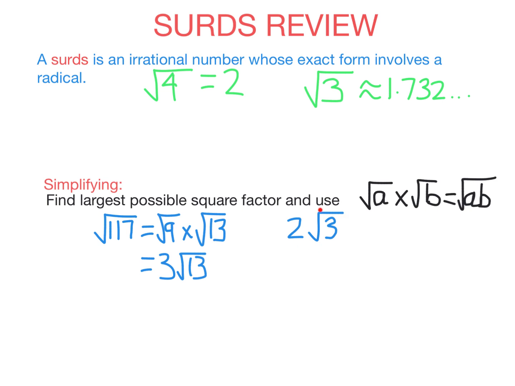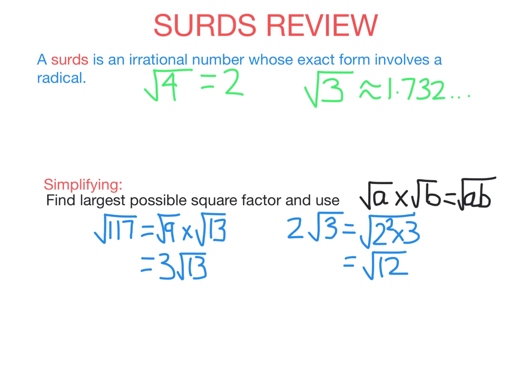Now, if you have something like this and you want to go the other way, basically unsimplify it, to move a number under the square root, you need to square it. So this is the same as the square root of 2 squared times 3, which is equal to the square root of 4 times the square root of 3, which is just the square root of 12. So if I wanted to simplify the square root of 12, it would look like this.